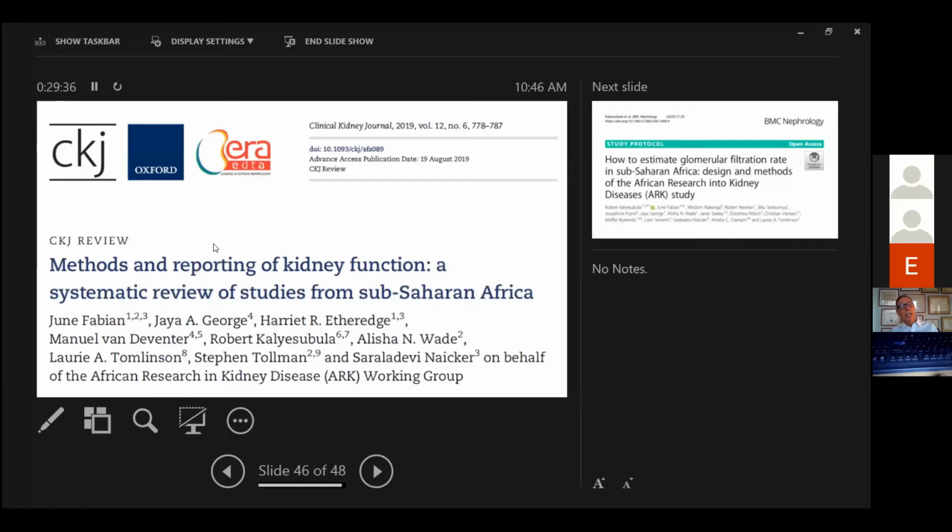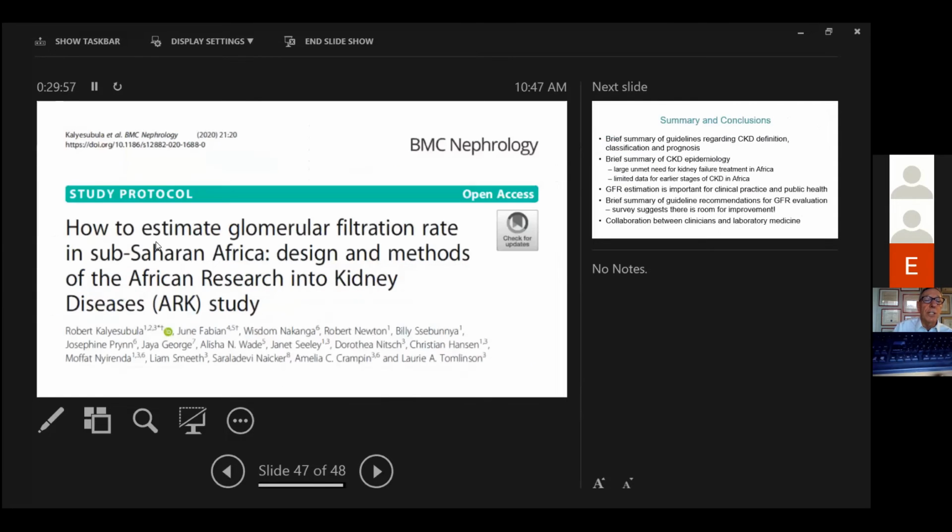There are studies going on to improve kidney function estimation in sub-Saharan Africa. A review here by Fabian suggests that there are a lot of flaws with the current studies, and therefore suggests new studies. And there is a new collaboration to evaluate methods for GFR estimation in sub-Saharan Africa.